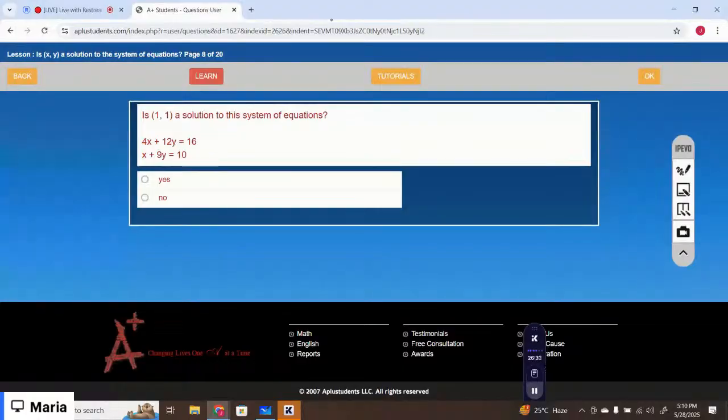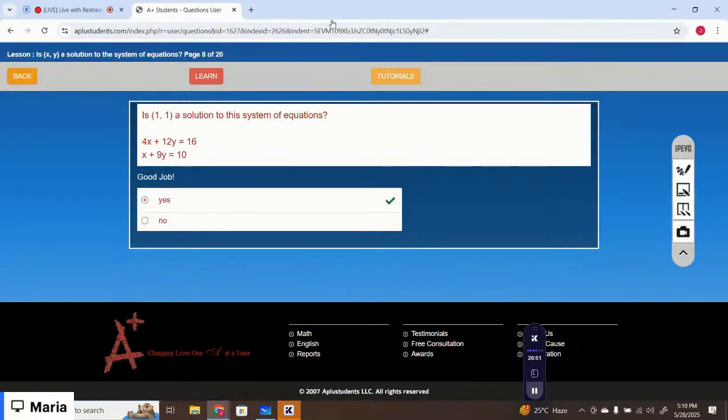Is 1, 1 a solution to the system of equations? Yes, 1, 1 is a solution of the system of equations. Okay, you can complete the lesson by yourself. Okay, just move on to the next lesson.